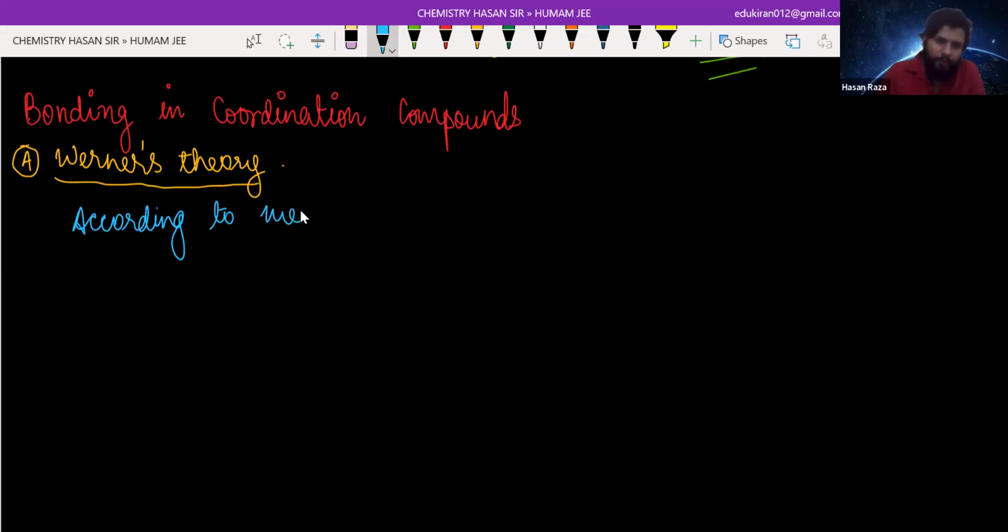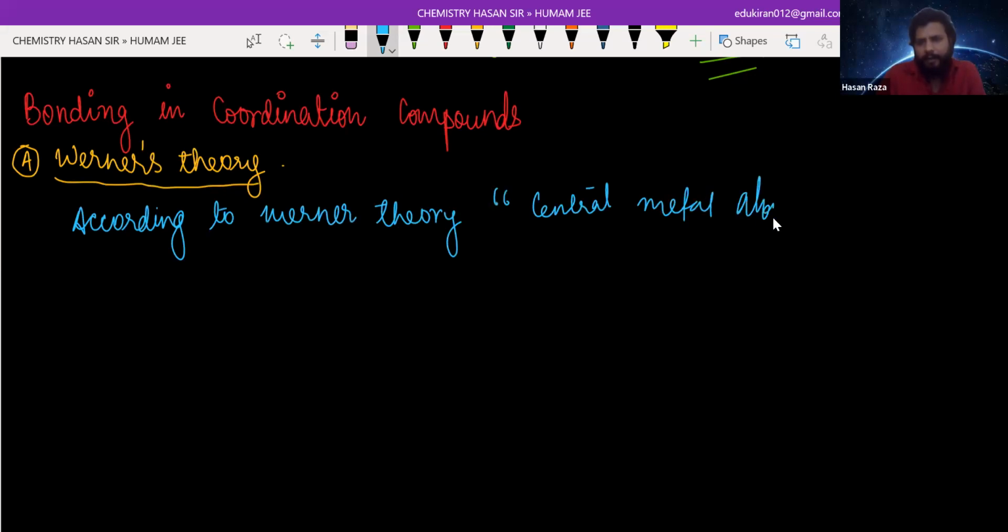According to Werner theory, the central metal atom has two valencies.